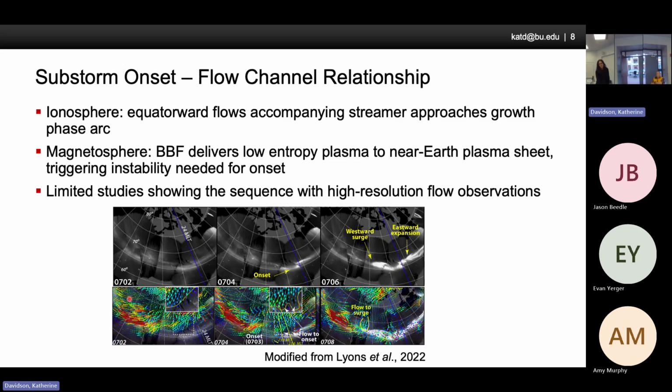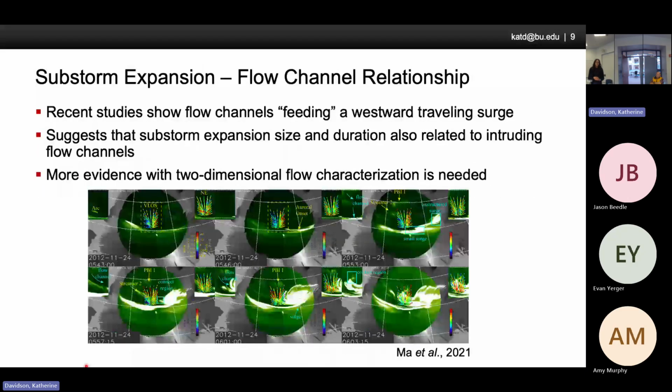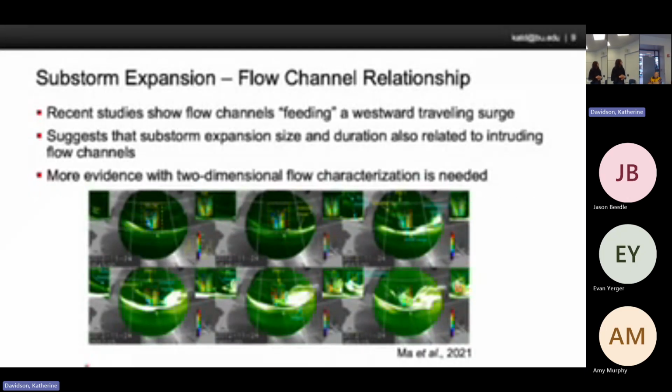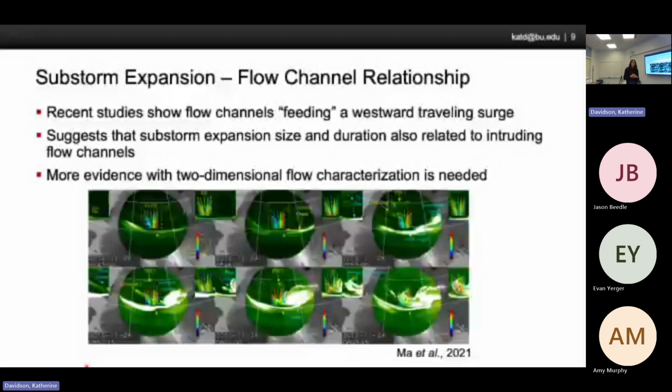So this is just one study using high resolution flows studying substorm onset. So that's something that we definitely need more evidence of. And there's also not a very clear picture of what controls the size and duration of substorm expansion. However, this might also be related to the flows.